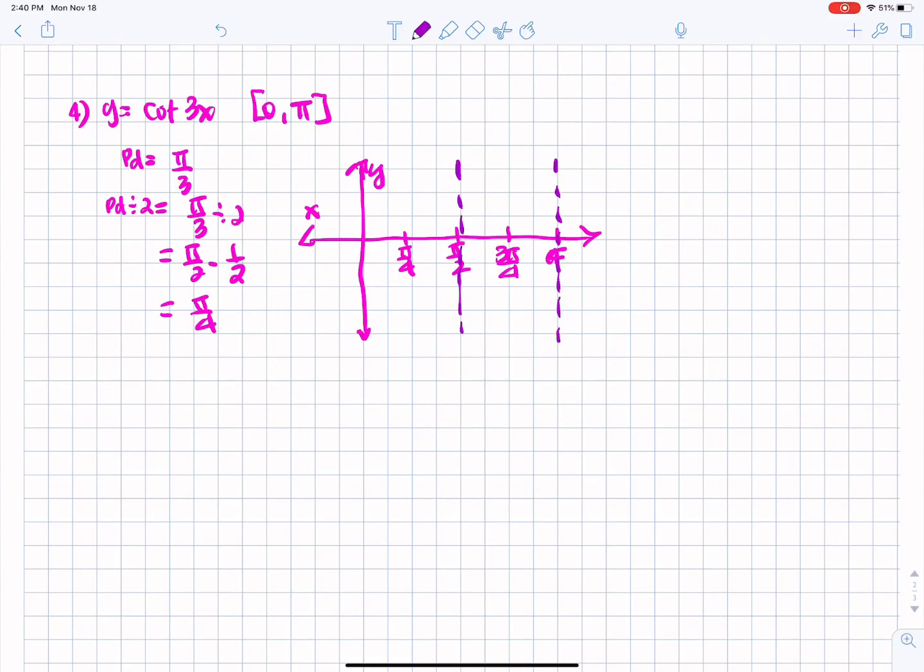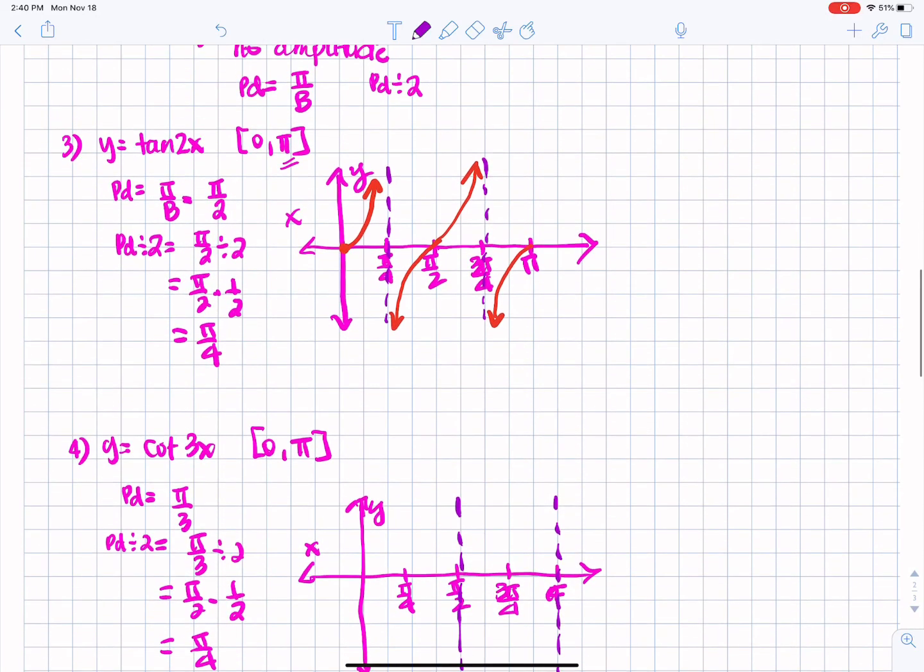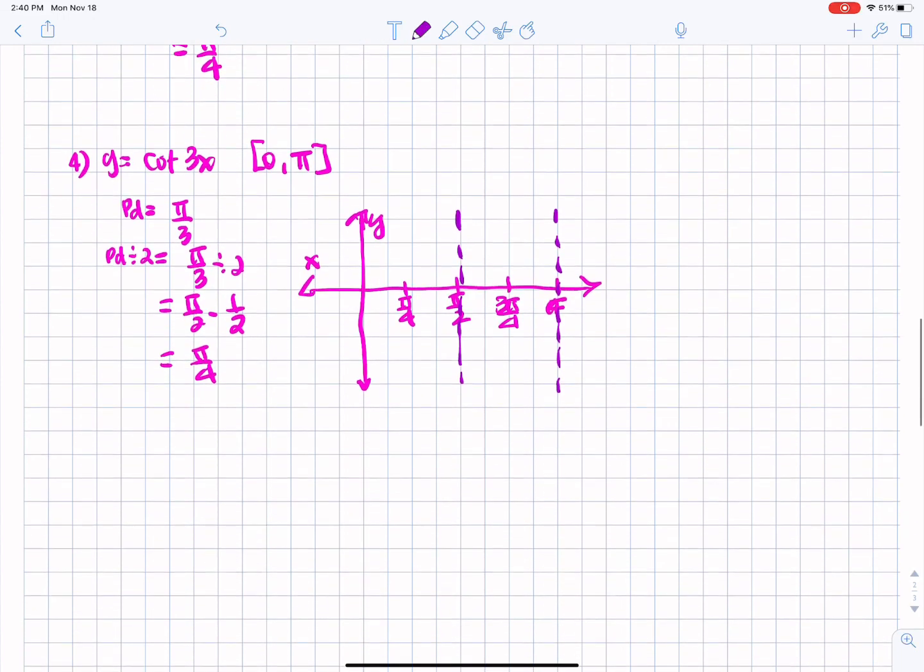Now let's look at tangent again. Look at in between the two asymptotes. We went down, up, down, up. So for cotangent, between the two asymptotes, it'll be up, down. Up, down. Make sure it passes at pi over 4. Up, down. Make sure it passes at 3 pi over 4. And that's the lesson.